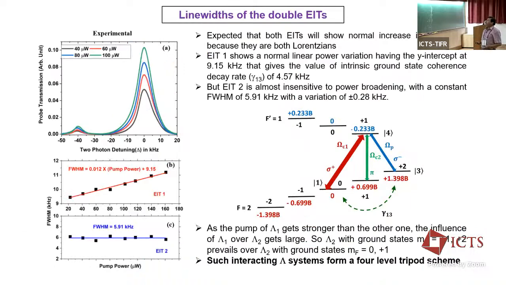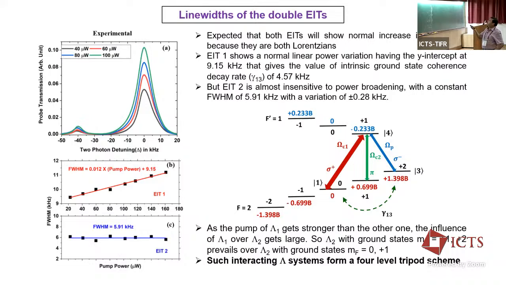We wanted to do a little bit more. What happens to the line width of this double EIT? This is the double EIT that you can get. This is EIT1, this is EIT2, and these are the pump powers. We go on increasing the pump powers. What is expected is that both EITs will show a normal increase in line width because they are Lorentzians. So we tried that, and for EIT1, when we increased the pump power, we got a slope which is normal.